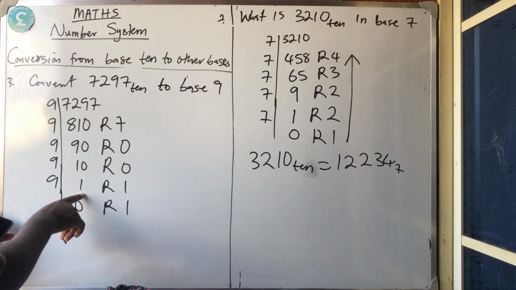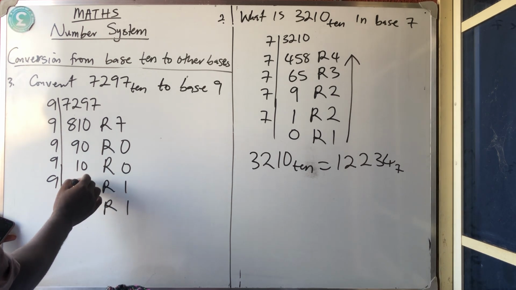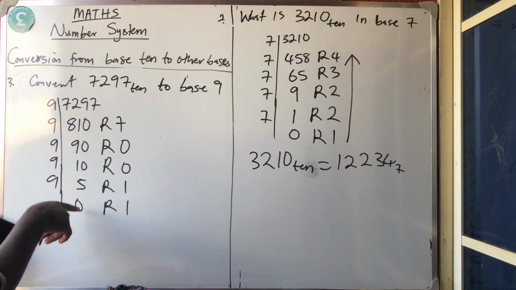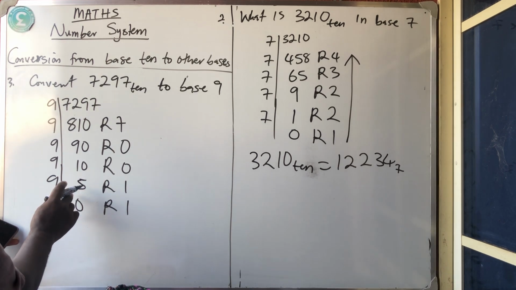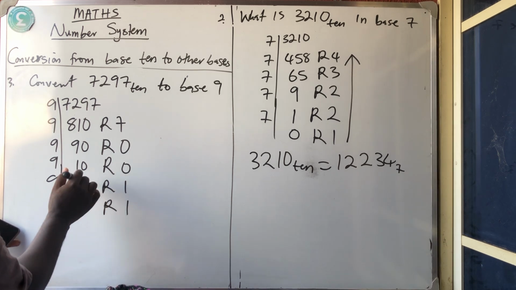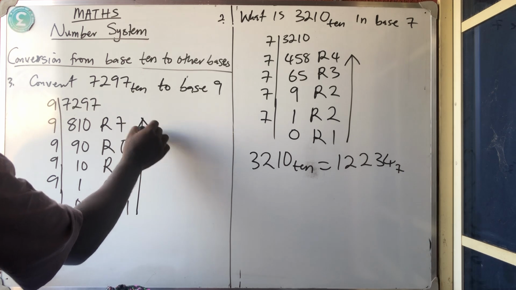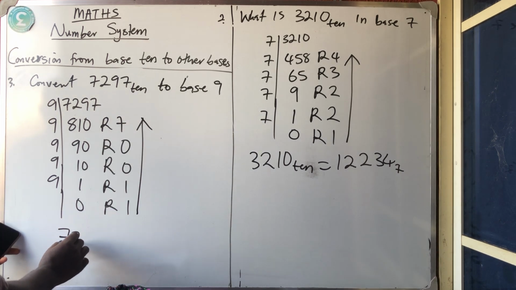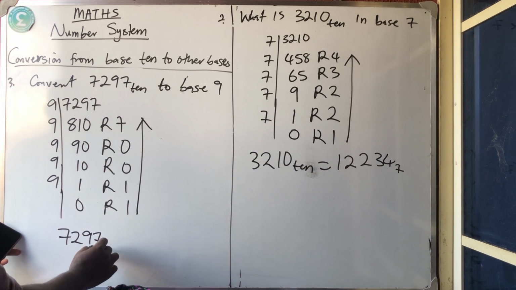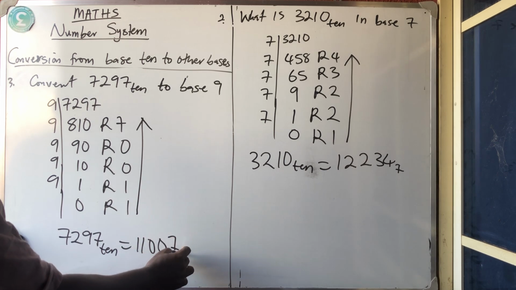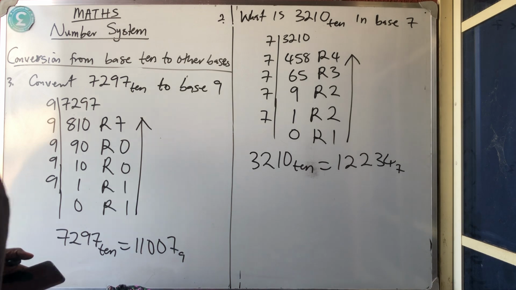I don't know why here is always 0. Sometimes it can be 5. It can be 5 sometimes, and this divided by this is less than, so it will now be 0 remainder 5. Okay, it mustn't be 1, please. I don't know why everyone we are getting is 1, so it mustn't be 1. So my answer is from here to here, which means 7297 base 10 is the same thing as 11007 base 9.